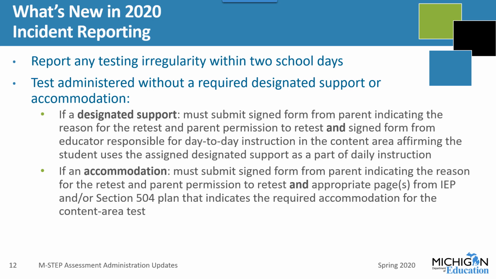There are also updates to testing irregularities that are reported due to an error in the administration of a designated support or accommodation. These are the most common incidents that we receive, and the vast majority of those incidents are incidents where a student completed a test without a required designated support or accommodation. So for 2020, if a designated support that should have been provided wasn't provided, then the school must submit a signed form from the parent indicating the reason for the need to retest and permission to retest.